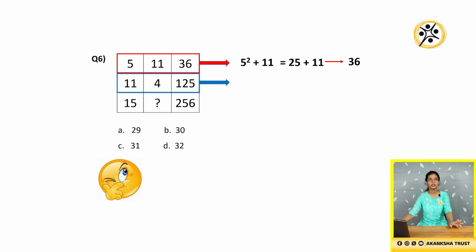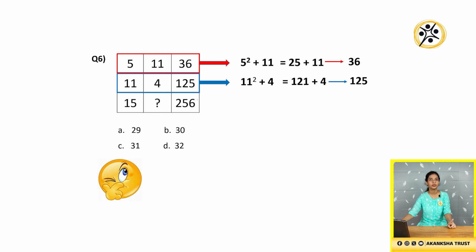So again, let us go and confirm the same relationship with the second row entry as well. That is 11 square plus 4. Does it sum to 125? Yes. 121 plus 4 sums up to 125. So we need to apply the same relationship for the third row entry as well.